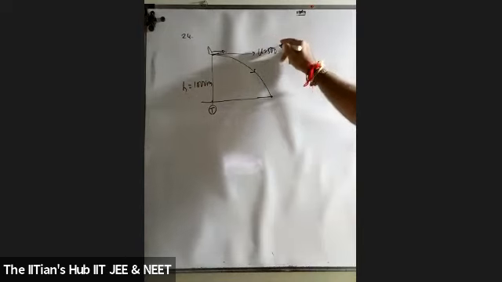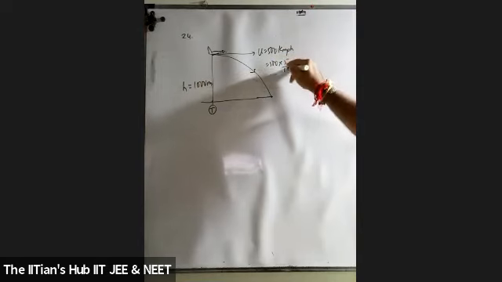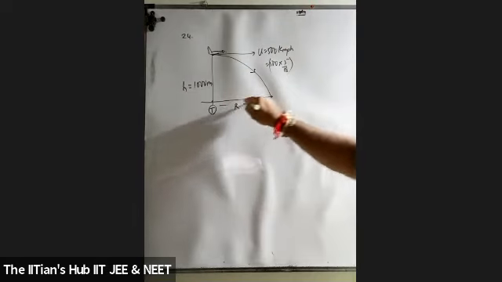It's 500 kilometers per hour. Can I convert it into meters per second? Yes, it's 500 into 5 by 18. I can get my answer in meters per second. What exactly the question asks is, how much does it miss the target?